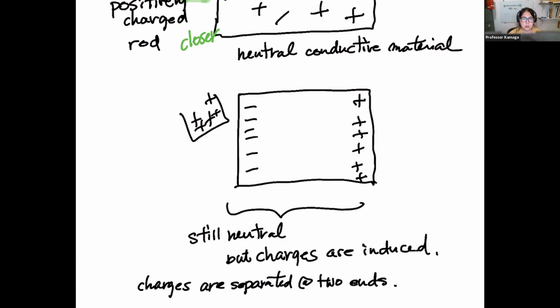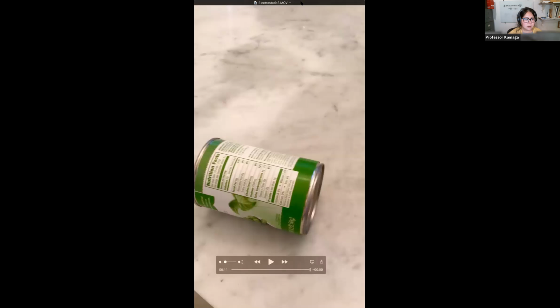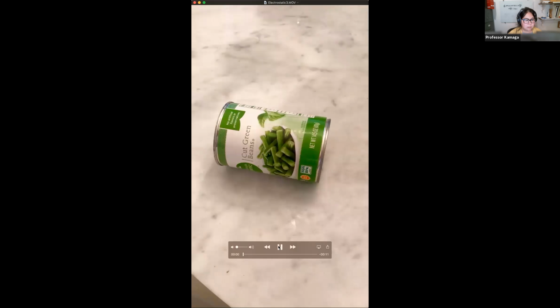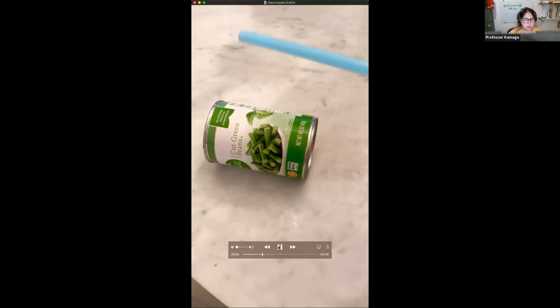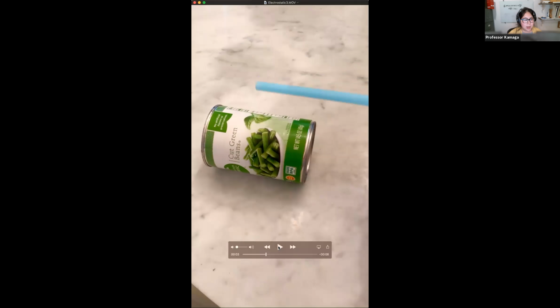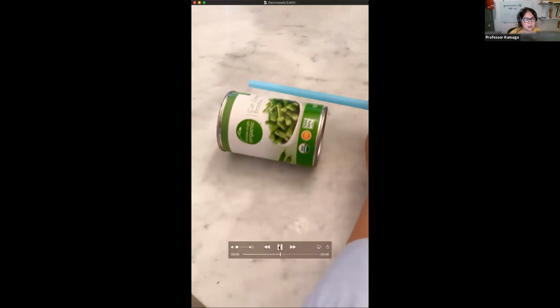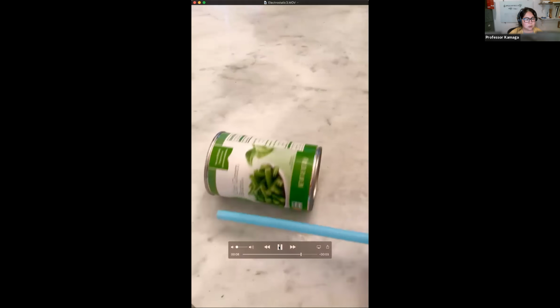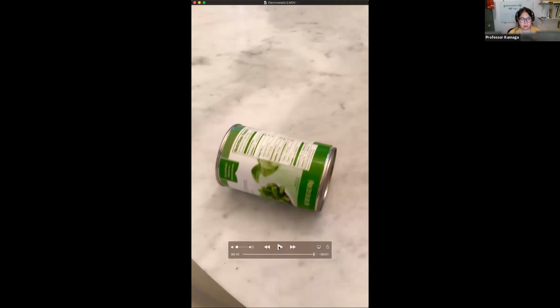So that's what we see here, right? In the demonstration, you put the charged straw nearby. This can is made of metal, so the charge will be induced. If this is positively charged, minus will come here, positive will go there. So it moves towards it. So in this case, we saw the charges are induced.